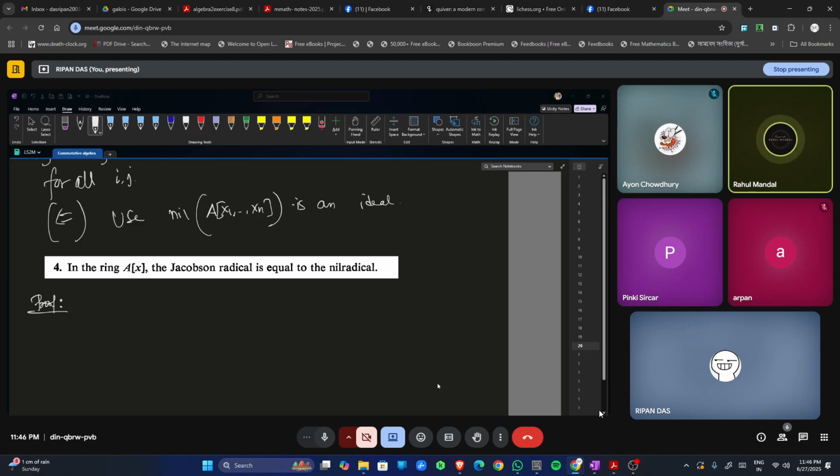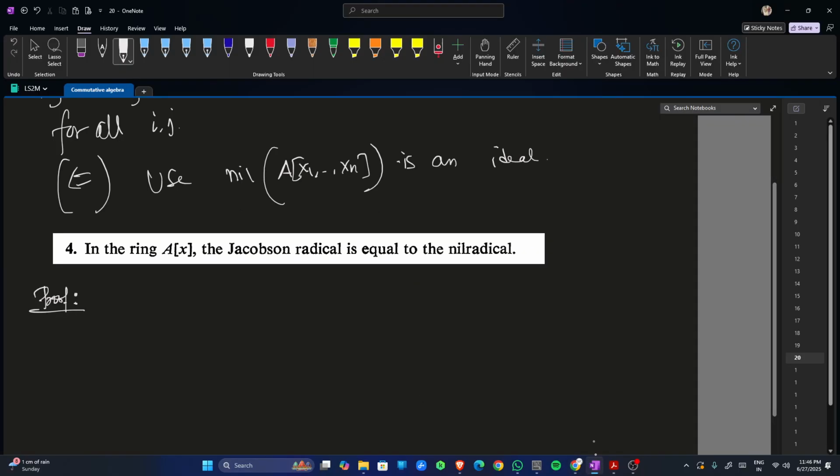Nil radical is contained in Jacobson radical. Yes, that's true. That's the trivial part. It holds for any ring. We have to prove the converse part. Okay, so everyone okay? For recall, I am recalling a definition.